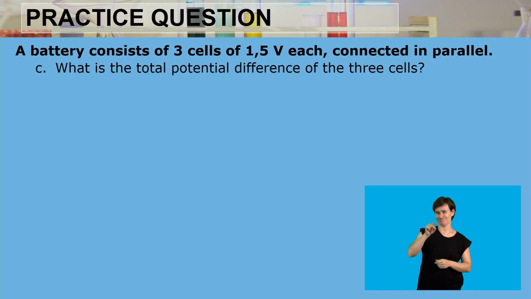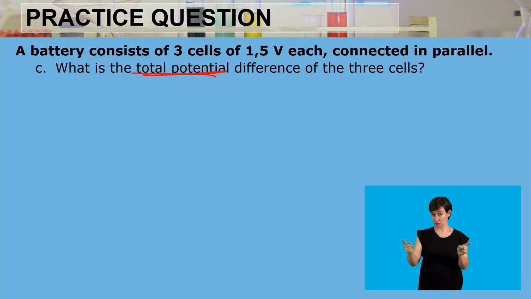Now, question C is asking us, what is the total potential difference of the 3 cells? What we need to remember is that all the 3 negative terminals will make up one negative terminal, and all the positive terminals will make up one positive terminal. That means, in essence, overall, we only have one cell in that particular circuit. So all of those 3 cells are connected in such a way as if we only have one cell connected. So that then means the total potential difference is going to be equal to 1,5 volts.